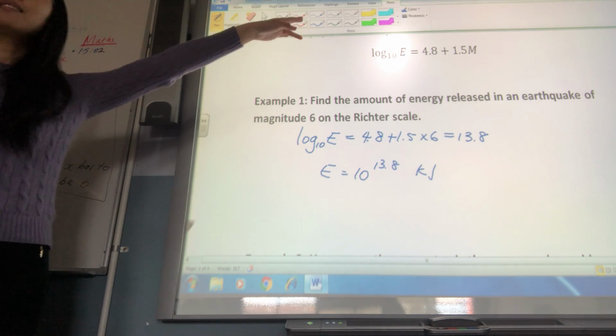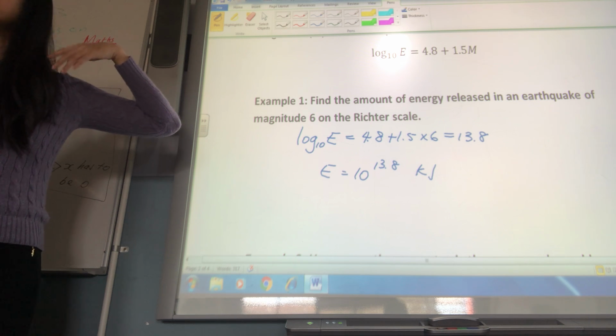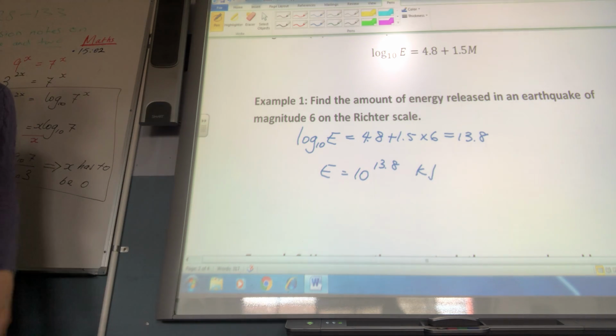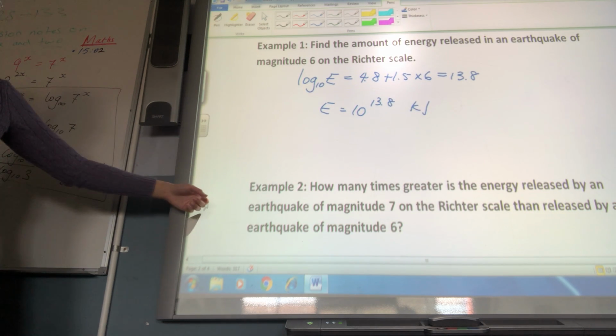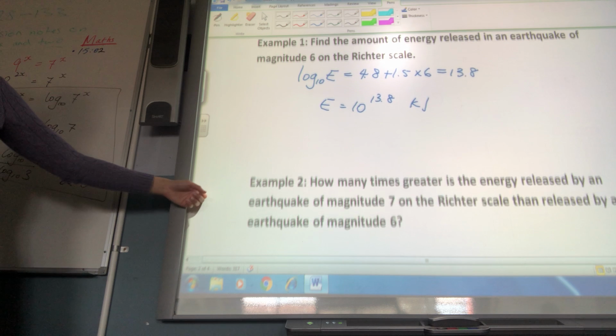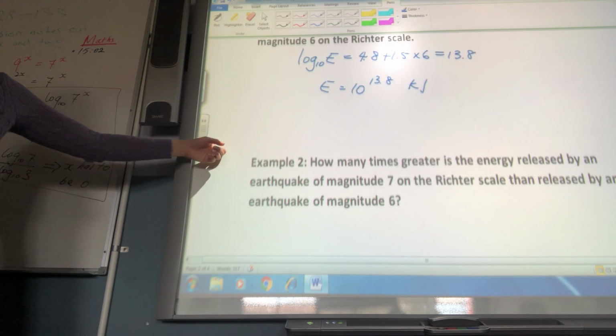Because once you put in the M value, it becomes a very simple logarithmic equation, right? What happened to them? Oh, no. M becomes 6, yeah?